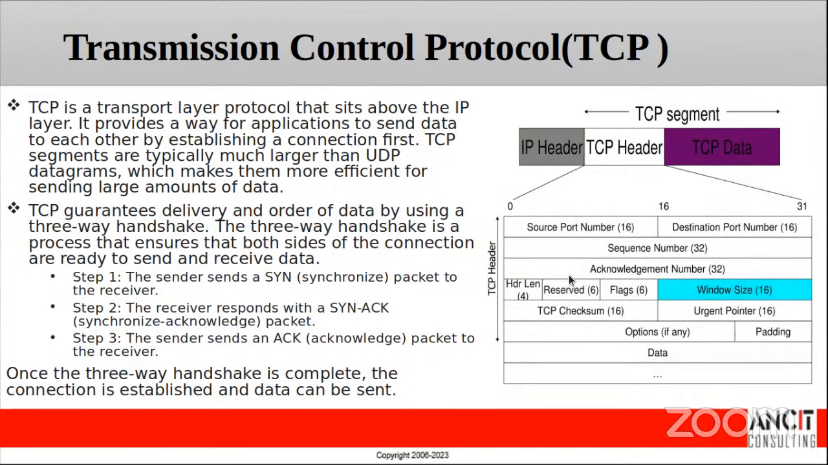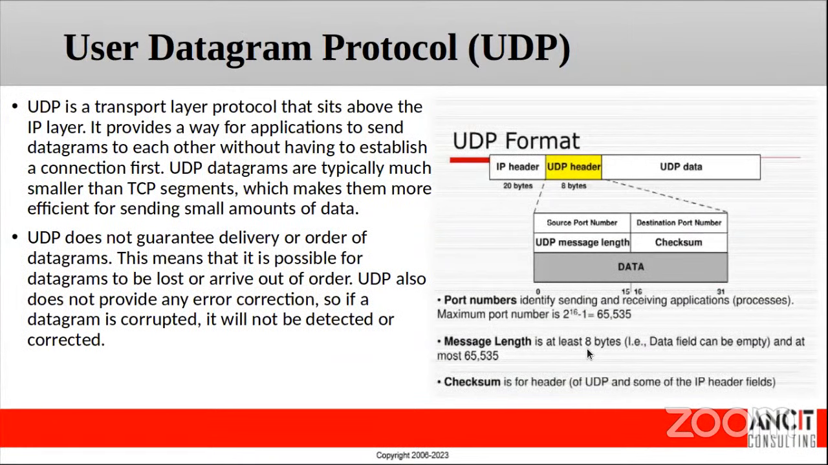The acknowledgement number indicates the acknowledgement, meaning whether the data is received or not. The header length field indicates the length of the header, and this is the reserved field. The window size indicates how much data we are going to send. And this is the TCP checksum, which is computed over both the data and header with some operation. We use the TCP checksum for error detection and data corruption. And next one is UDP.